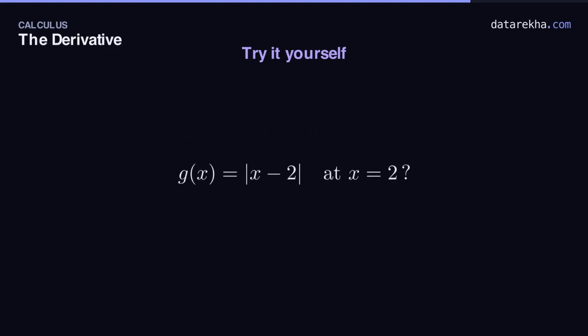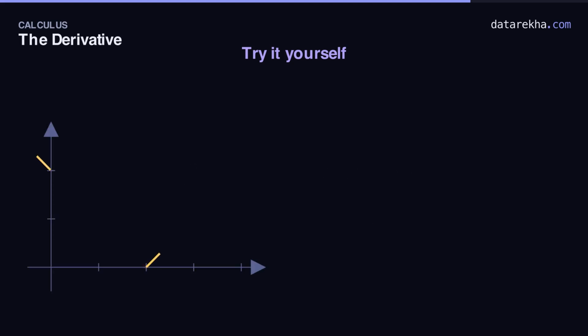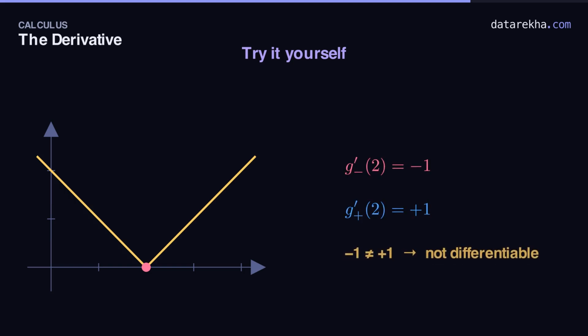One more, quicker. Is the absolute value of x minus 2 differentiable at x equals 2? Think about the shape before you compute. Pause and decide. It's the same V, just shifted, so the corner sits at x equals 2. And a corner is a corner. The left slope is minus 1. The right slope is plus 1. They disagree. So no, it is not differentiable at 2, even though it's perfectly continuous.